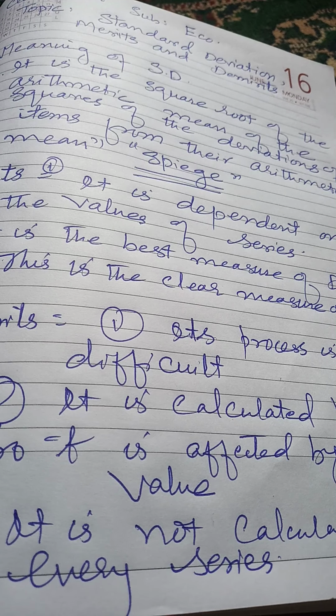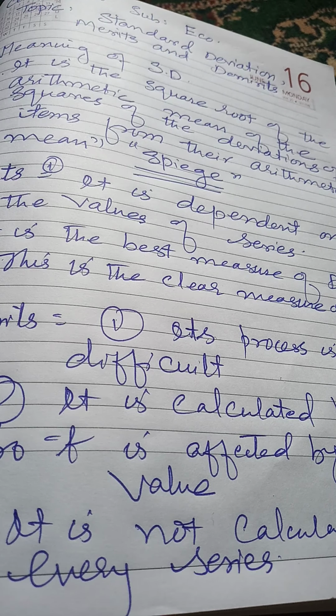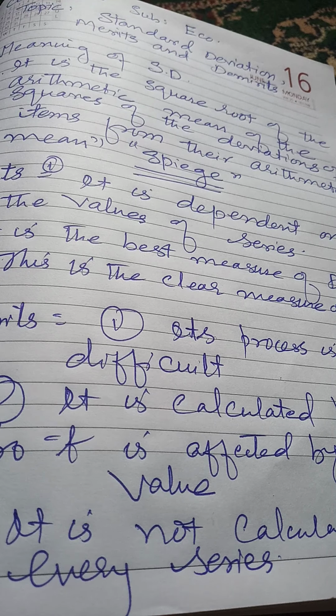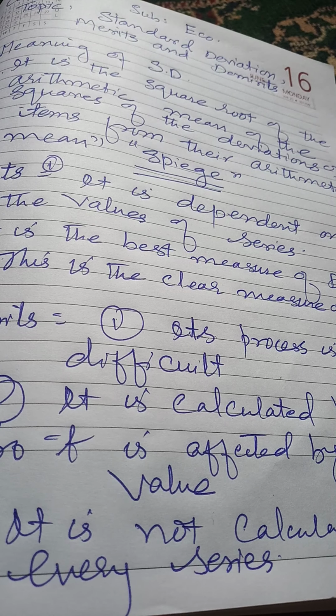Then it is not calculated for every series. We cannot make use of this method in calculating the range, coefficient of correlation, etc. But we have to be very precise and very cautious while making use of this method. So in short, we can say that standard deviation is the square root of the arithmetic mean of the squares of the deviations of items from their arithmetic mean, and then its merits and demerits.